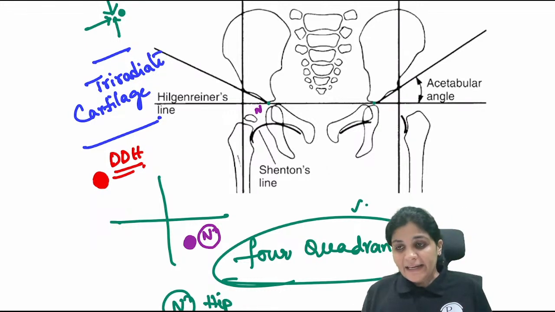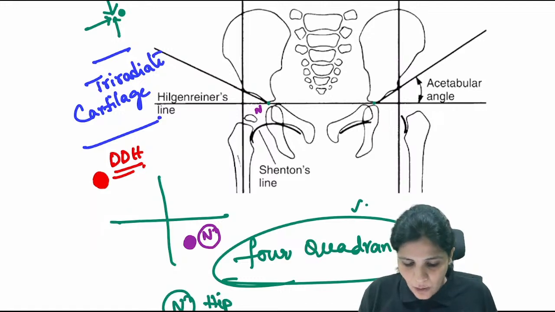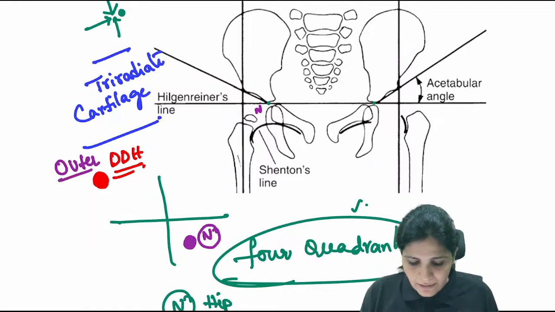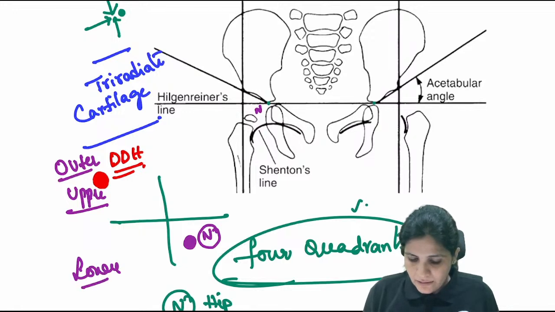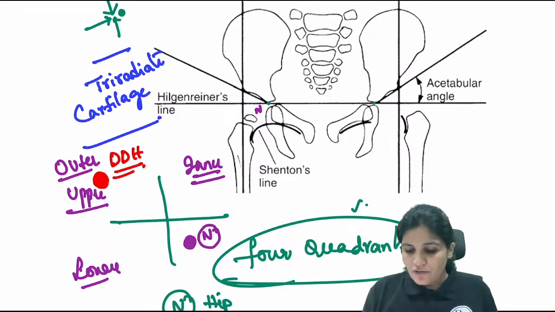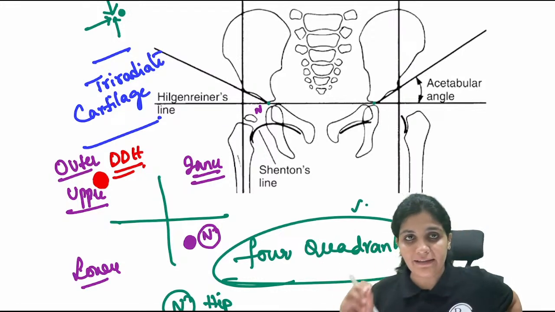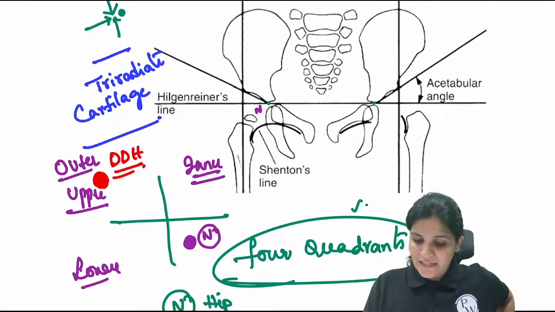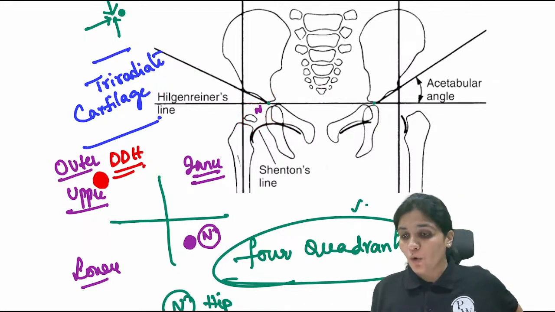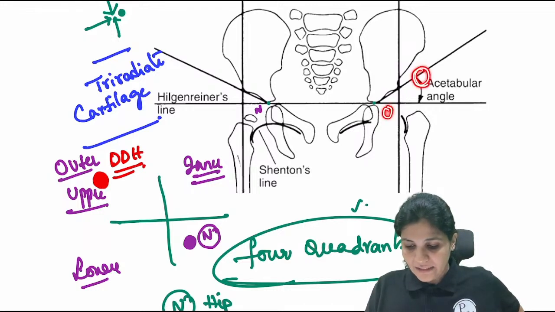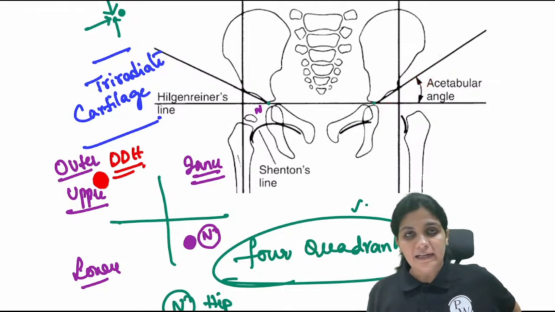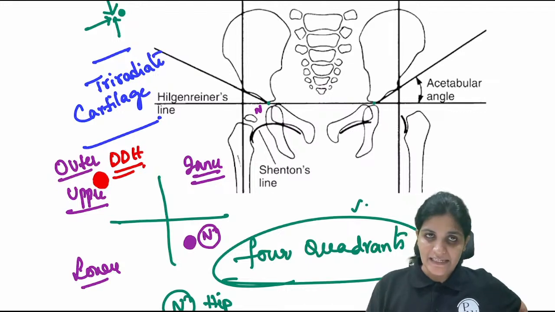So this is dividing into four quadrants. So this is your outer quadrant, upper, lower. These two are inner. So whenever you see the head in the inner and lower quadrant, that means at this particular area you're seeing the head. So this is nothing but a normal hip. If instead of seeing here, you see something here, then this is a DDH. Upper outer is DDH.